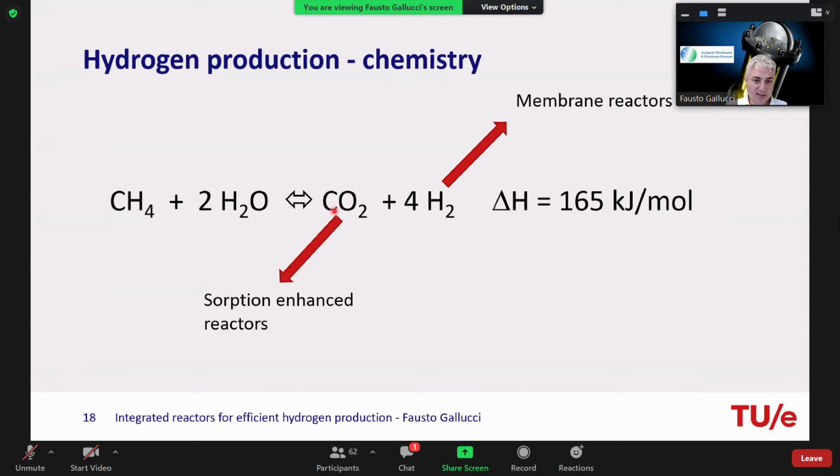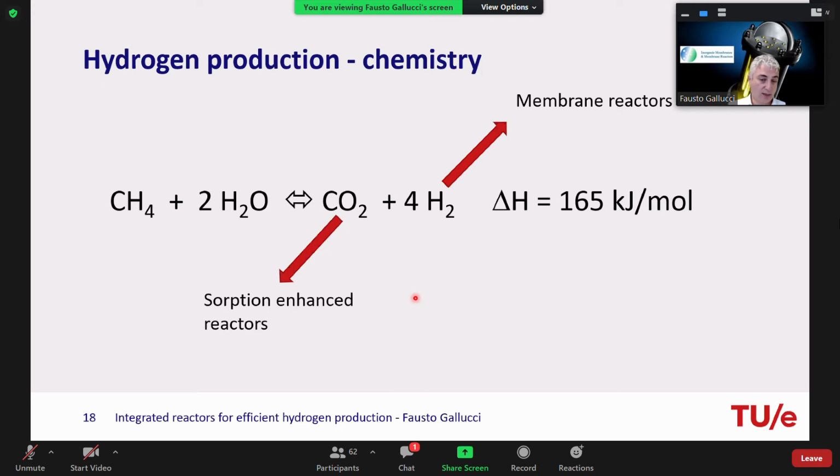Now, if you separate the CO2 or you separate the hydrogen, you have the same effect. You are removing a product, so you are shifting the equilibrium. The difference between the two is that if you separate the CO2, then the CO2 is more pure, the hydrogen is less pure, and you have to purify. On the other hand, the hydrogen remains at high pressure, so you have a driver to purify the hydrogen. If you separate the hydrogen, then the hydrogen is more pure, so you don't need other separation for the hydrogen, but the CO2 is not 100% pure.